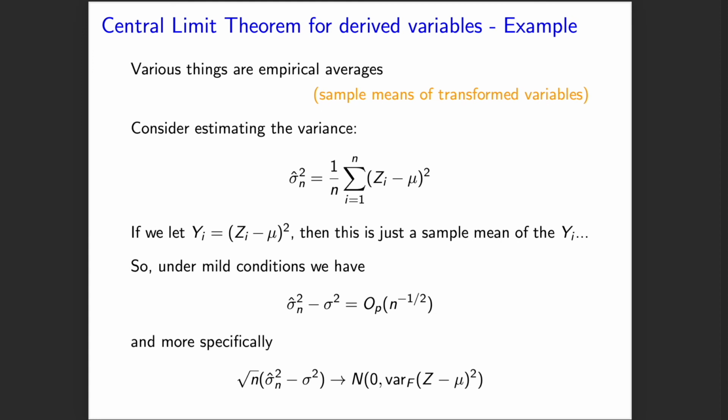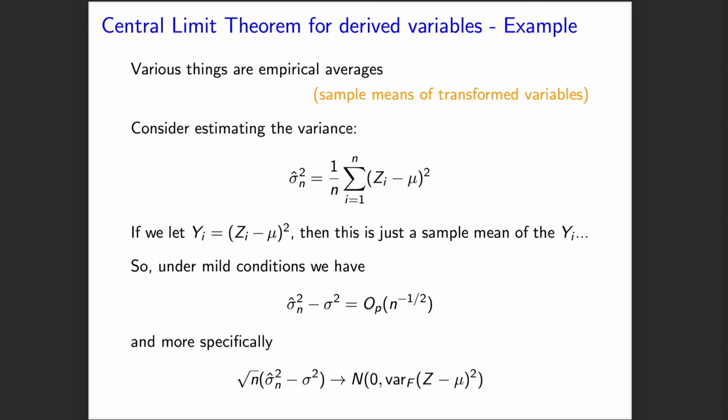So the central limit theorem, as we just looked at it, seems to only apply to sample means and population means. And as stated, that's entirely true. However, there are a lot of things that are what I'll call empirical averages, which I often use to mean a sample mean of some transformed random variable.